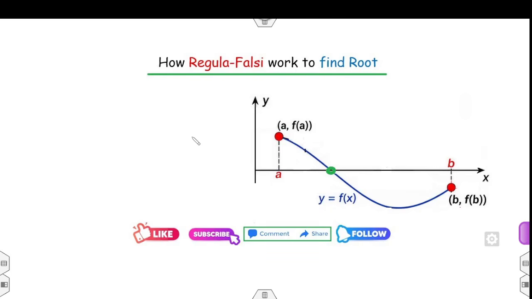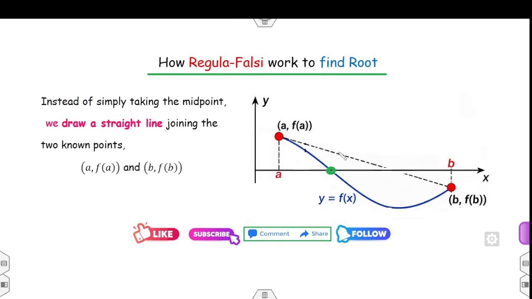How does the Regula Falsi method work to find the roots? I can assume that the value of f(A) is positive and the value of f(B) is negative. So definitely there exists at least one root between A and B. How can you find it? If I draw a straight line between the points A and B, then look at where the straight line cuts the x-axis. Can you make the equation of this straight line?